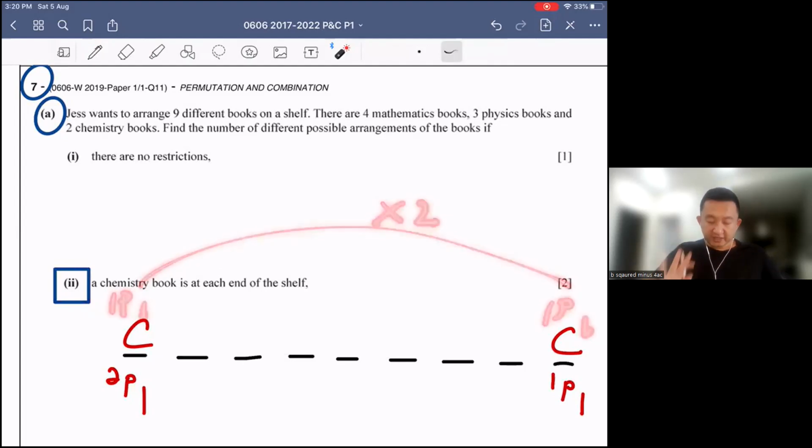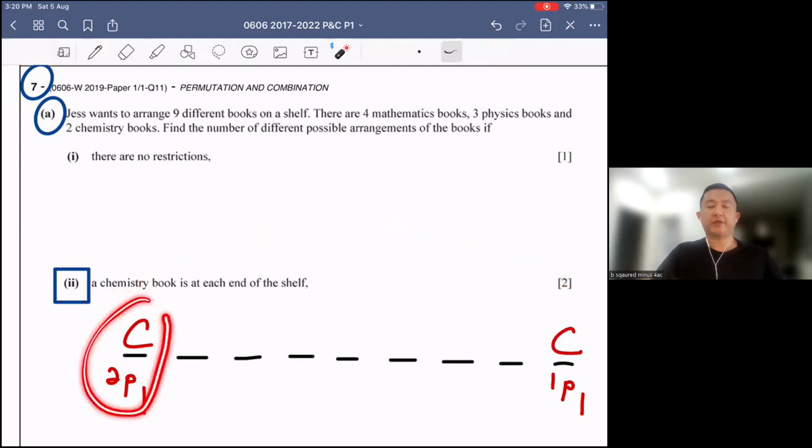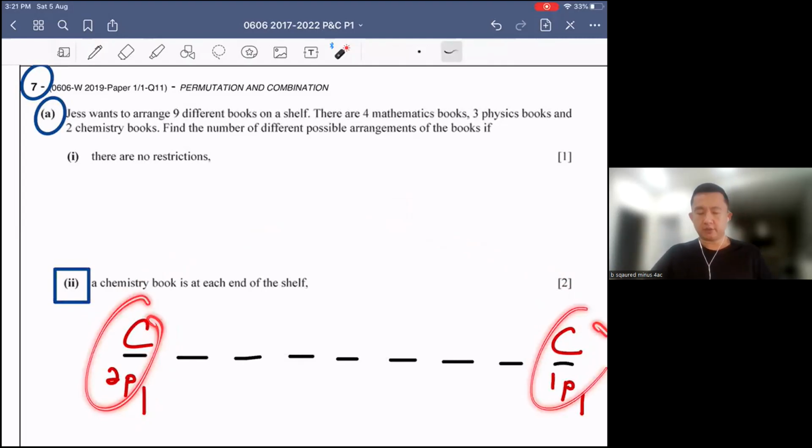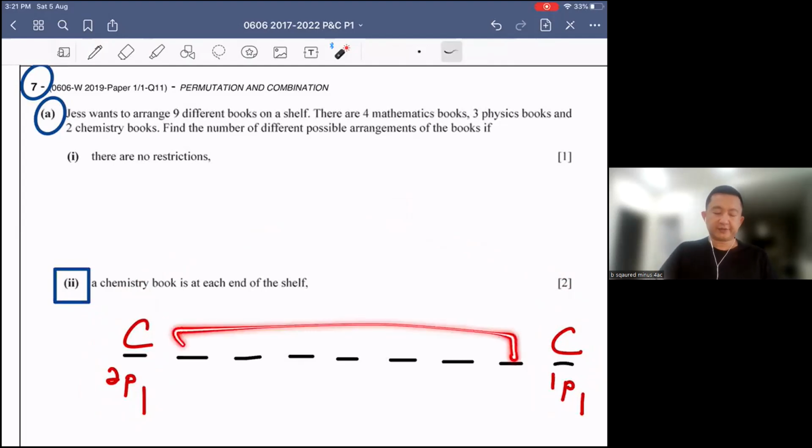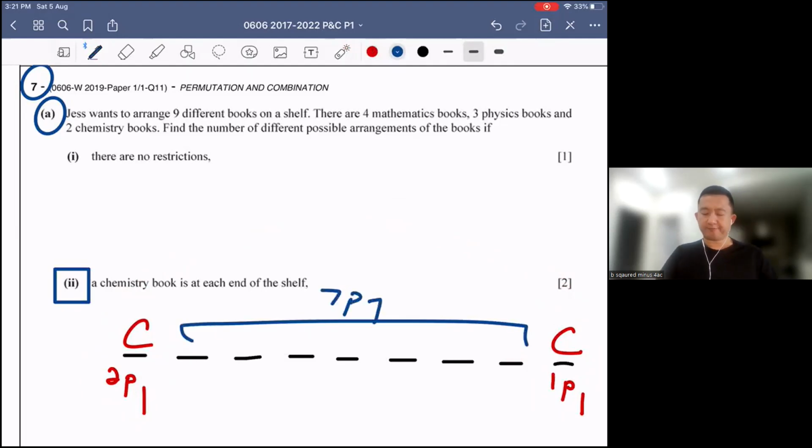But if you think about this, you fill up the first slot first. There's 2 chemistry books for the first slot, 2P1. Then for the last slot is 1P1. Then you don't have the times 2 in the end because you have done it now, right? 2 options here and 1 option here. Okay, 2P1, 1P1. How many books left? 7 left. 7 slots. 7P7. Multiply it together. 10080. Okay.